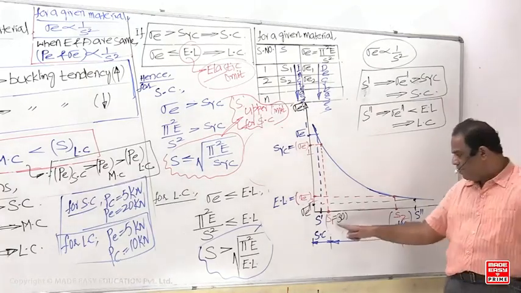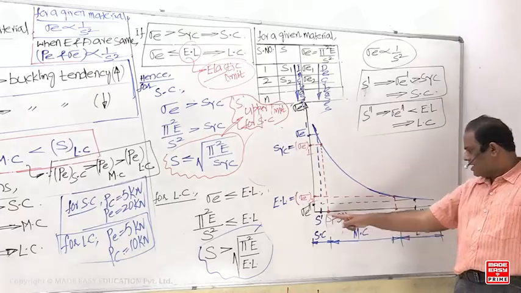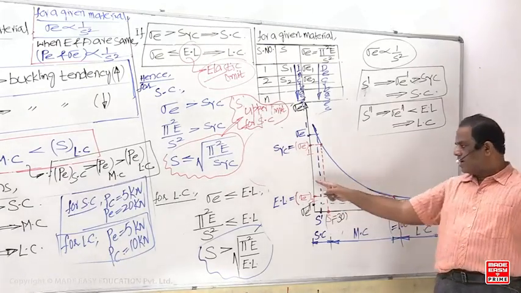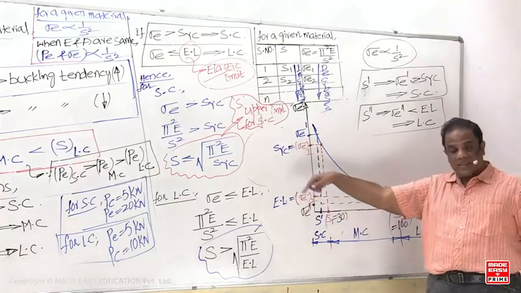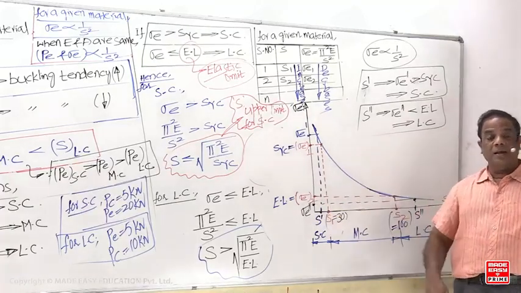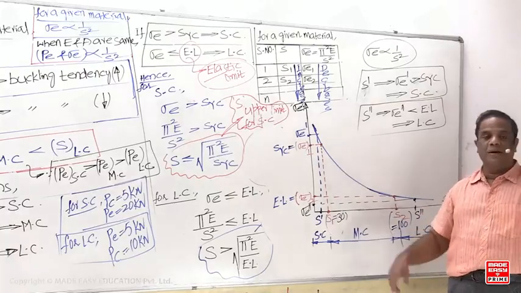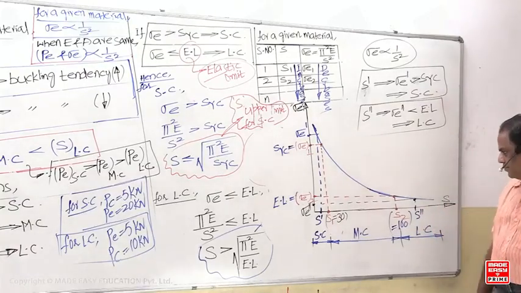Now if I take any value between S1 and S2, what about the y coordinate? It is greater than the elastic limit and less than SYC, which means it is neither completely elastic nor completely plastic. This is elastoplastic, which is nothing but medium columns.